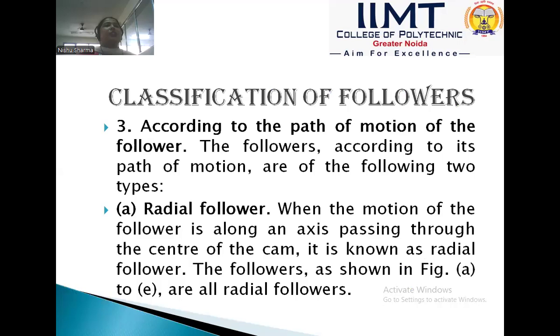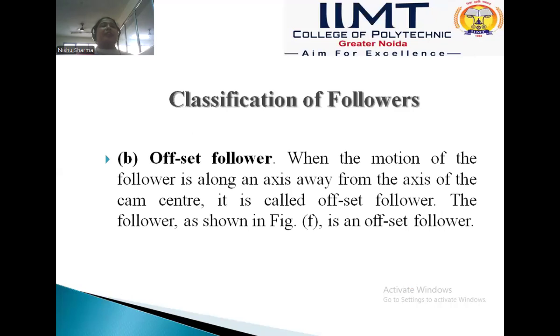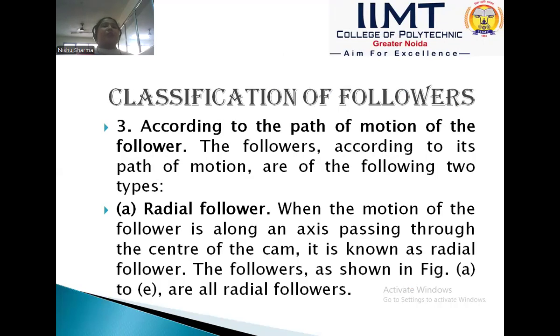Okay, now the third classification is according to the path of motion of the follower. According to the path of motion, followers are basically of two types. The first one is the radial follower and the second one is the offset follower. A radial follower is one in which the motion of the follower is along an axis passing through the center of the cam, and it is known as a radial follower.